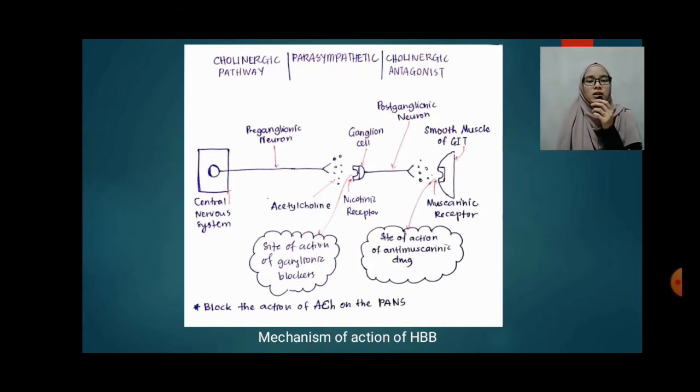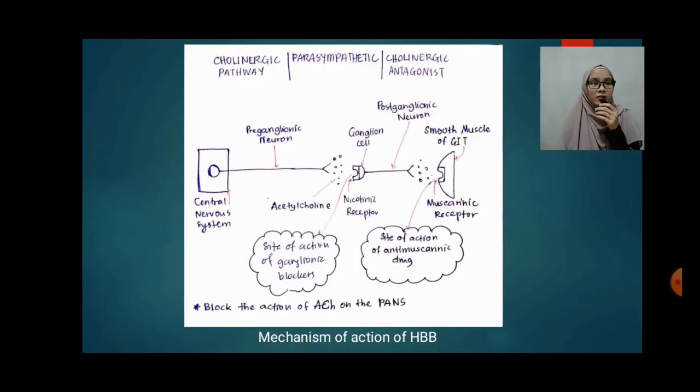So what will HBB do to this pathway? HBB is an antimuscarinic agent which has a high affinity to bind to the muscarinic receptor rather than acetylcholine. So when HBB binds to the muscarinic receptor, it will prevent the parasympathetic effect.